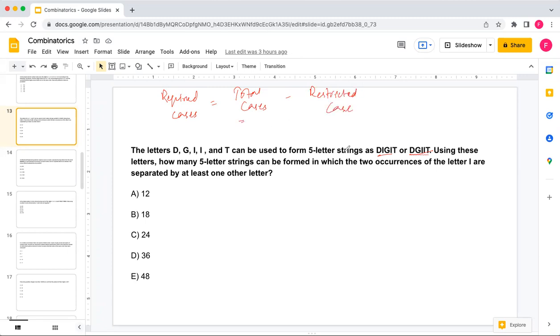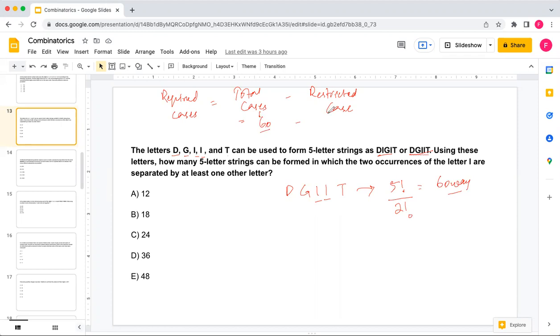So in this scenario, how can we find the total cases? We need to form a 5-digit string having these 5 digits, D, G, I, I, T. So how can we arrange this? We want to arrange this in linear order using the identical concept. In total, this can be arranged in 5 factorial ways, and there are 2 identical, so we will divide by 2 factorial. That will be 60 ways. So in total, we have 60 ways.